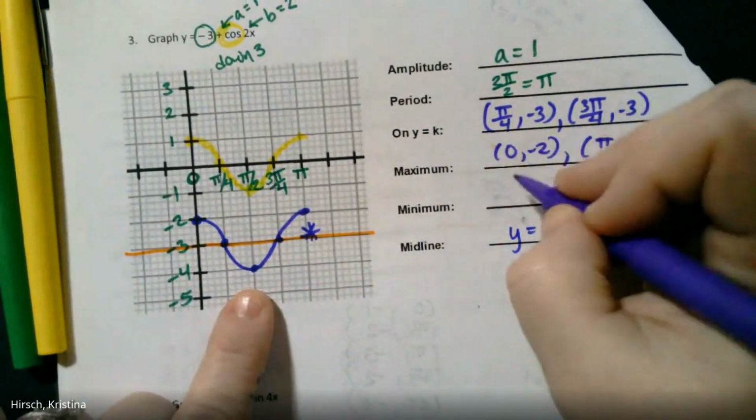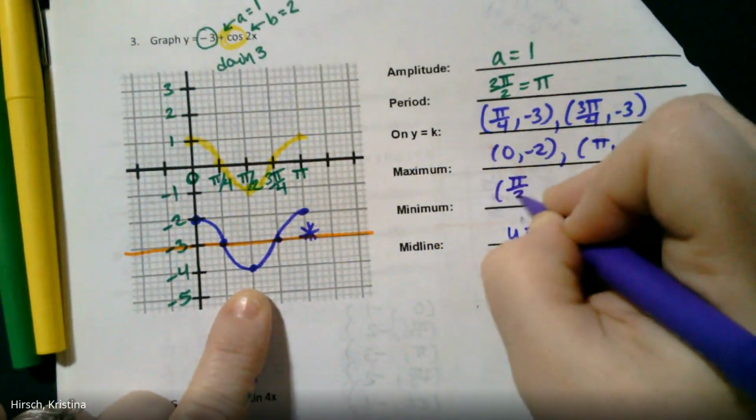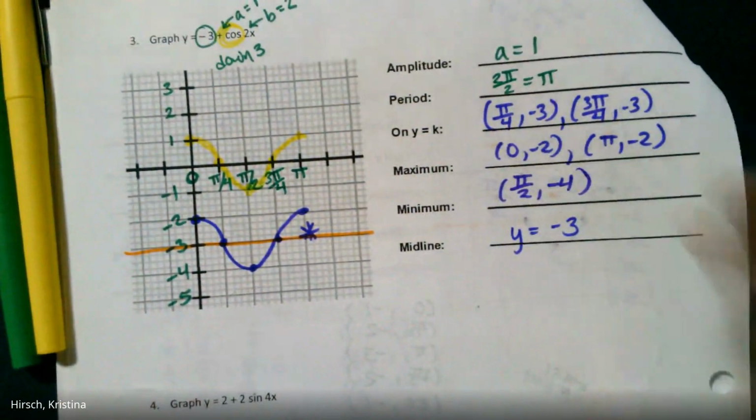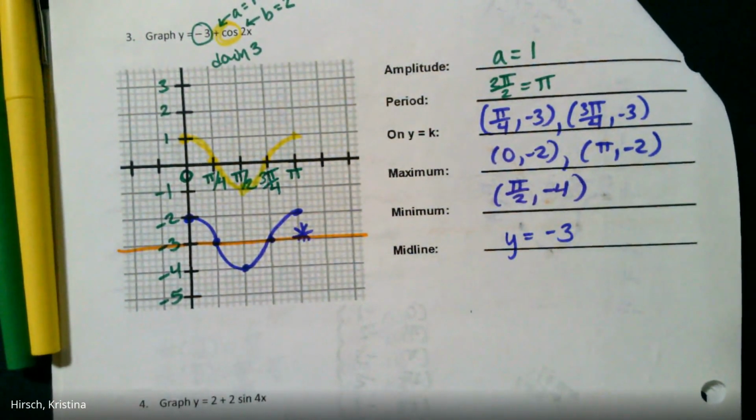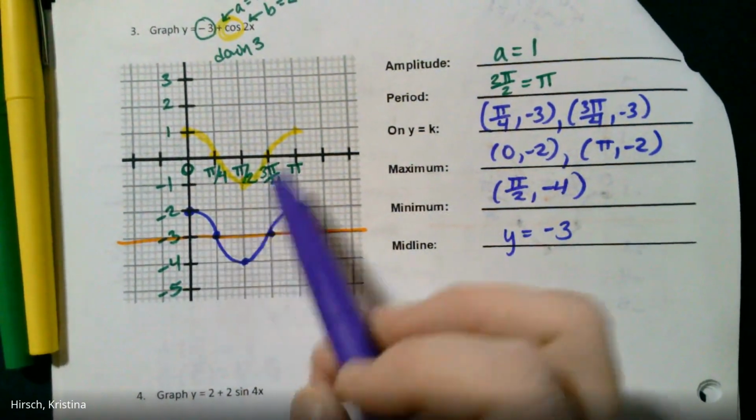I have one minimum at pi over 2, -4. Okay, so that's where all of those came from. Again, I didn't show it on this, but you could, of course, use your calculator, and if you did, you would find these same values.